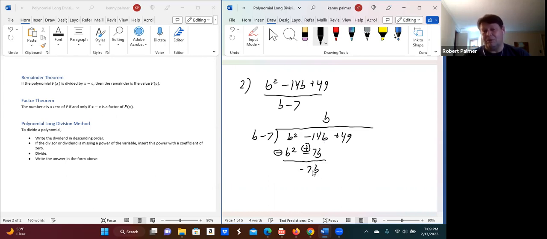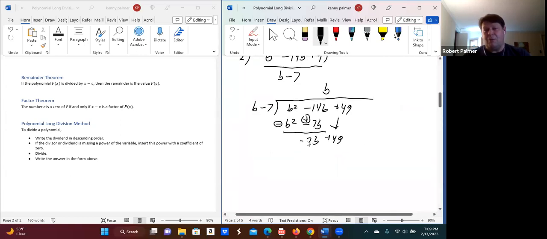Okay. Then, like the example above, we bring down our next term, plus 49. And we repeat that process. I want to match this term, so what do we need to multiply b by to get negative 7b? That's going to be minus 7. Once I choose that, multiply. So negative 7 times b is negative 7b. Negative 7 times negative 7 is plus 49.